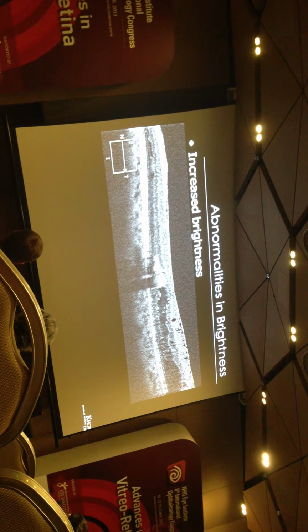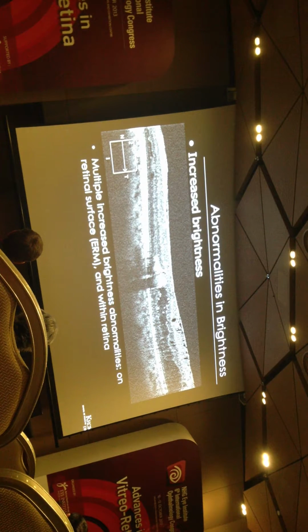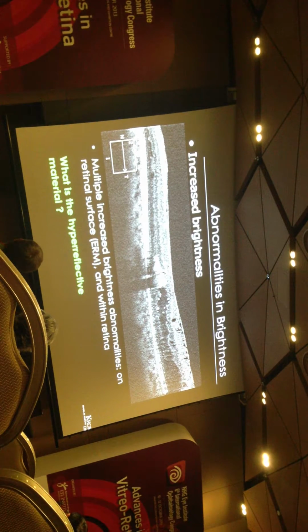Here's a situation of increased brightness, and of course, you can see that there are also some other abnormalities here in the ERM and the like. So the question I have is, what is this hyperreflective material? Anybody? So this is again where context, of course, is important. And here I see that there's retinal edema and the like, and so I can interpret this as being lipid.